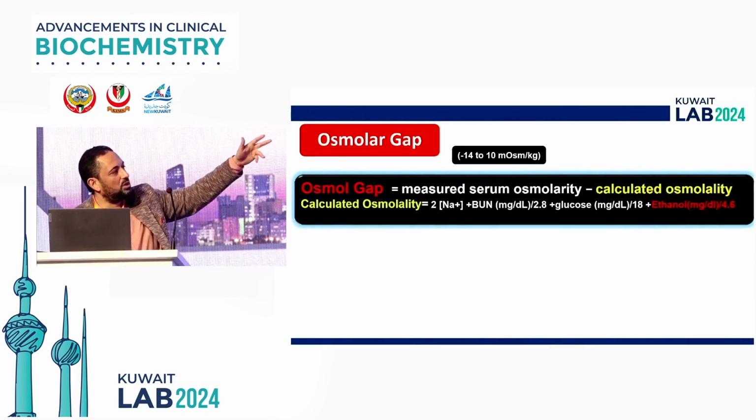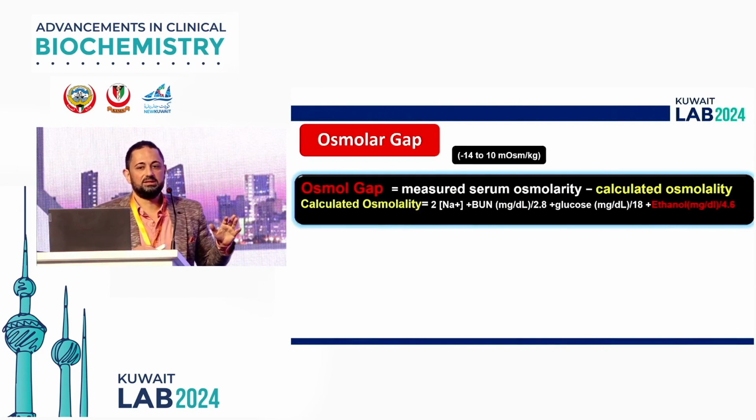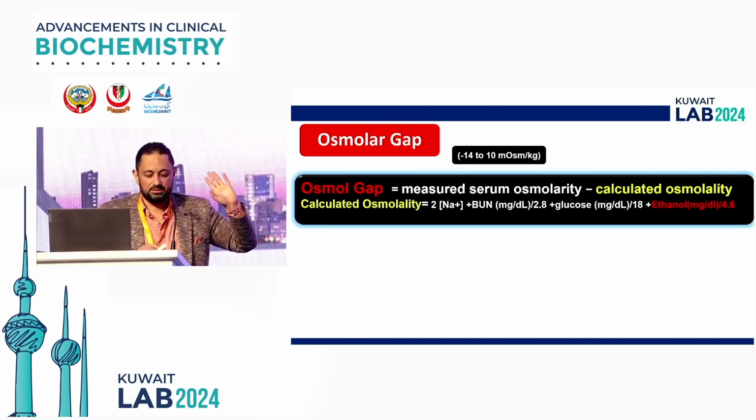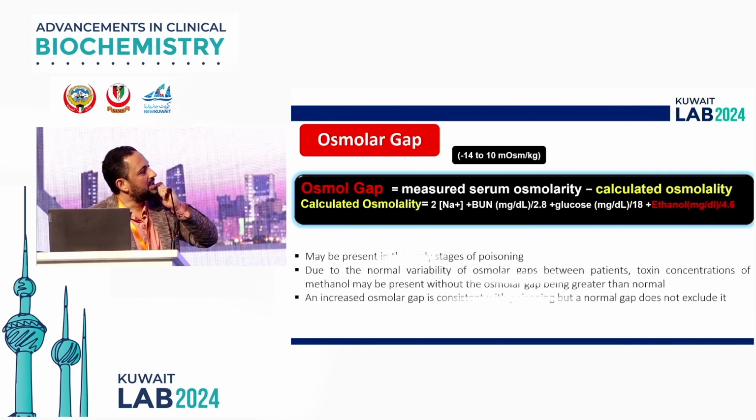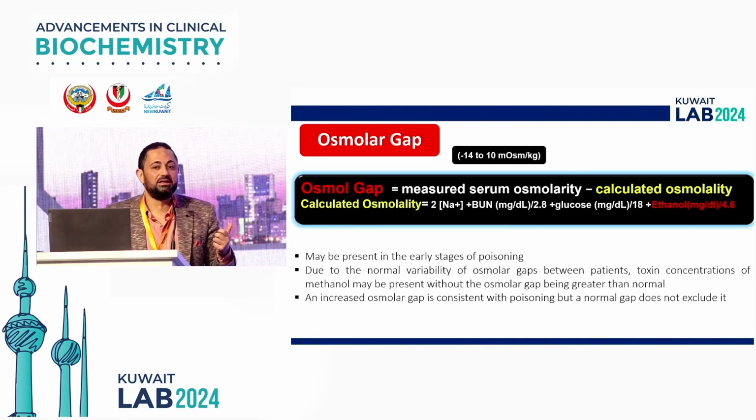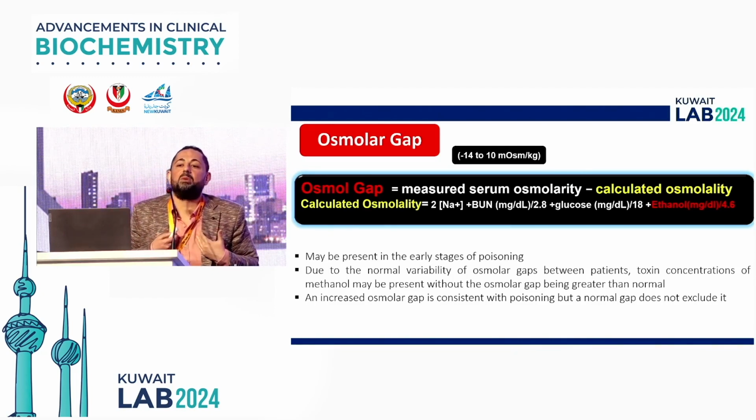This is the osmolar gap equation. Usually in our management plan sent to the ER, we ask for the osmolar gap, which is measured osmolarity minus calculated osmolarity. In the equation, we have to incorporate the ethanol level, which is not available at the moment, okay? It may be present early in the stage of poisoning. Due to the normal variability of osmolar gap between patients, toxic concentration may be present without the osmolar gap being greater than normal. My baseline is -5.